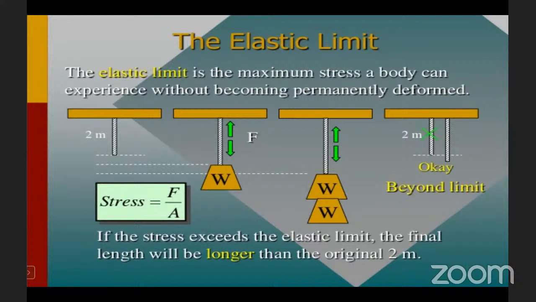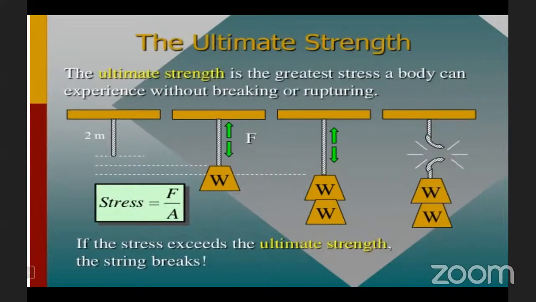Actually, we are taking the 2 meter rod, then removing the total weight. The body does not return to the same position. Why? Because there is some small elongation, a change in length. This is called going beyond the limit. Stress equals F by A. If the stress exceeds the elastic limit, the final length will be longer than the original 2 meters. So this is called the elastic limit.